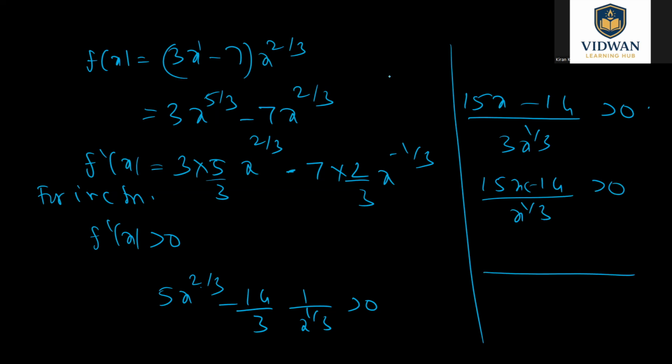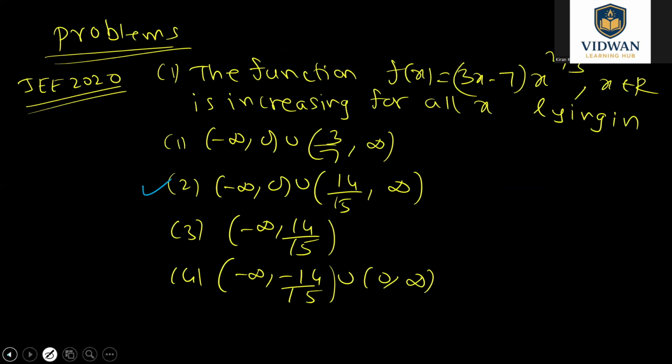The point where the numerator becomes 0 you can mark, and the point where the denominator becomes 0 you can mark. If you put a value more than 14 by 15 here, it is going to be positive. Something between these two, like between 0 and 14 by 15, something like 0.1, if you substitute, it will be negative. Then again, if you substitute something before 0, it will be positive. So where is it positive? Before 0 and after 14 by 15. This region and this region you are supposed to mark. That is the second option. This is from JEE 2022.